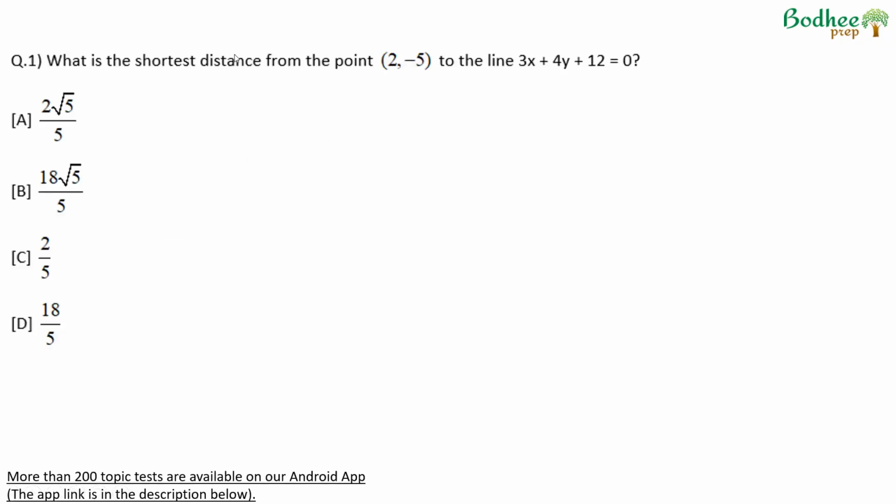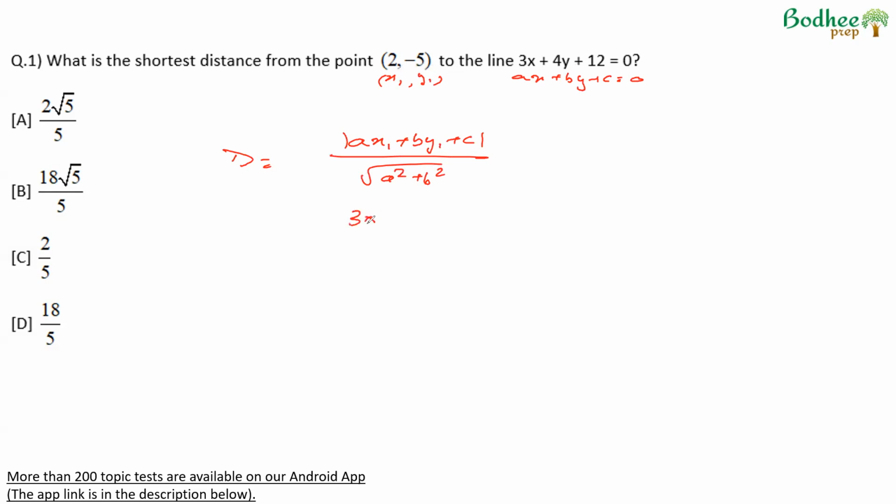If we look at the questions, what is the shortest distance between the point (2, -5), that is x1, y1, to the line ax plus by plus c is equal to 0? The formula is straightforward: mod of ax1 plus by1 plus c upon root a square plus b square. This is the distance between a point and a line, the shortest distance.